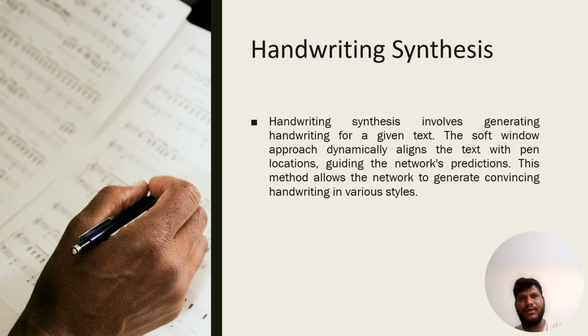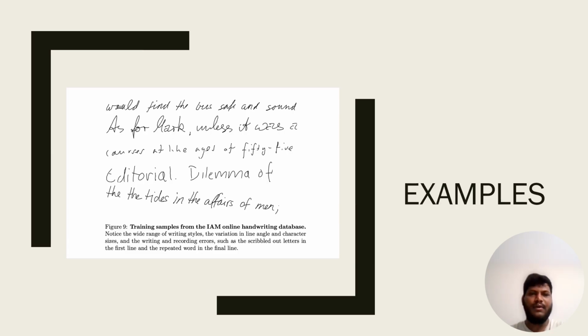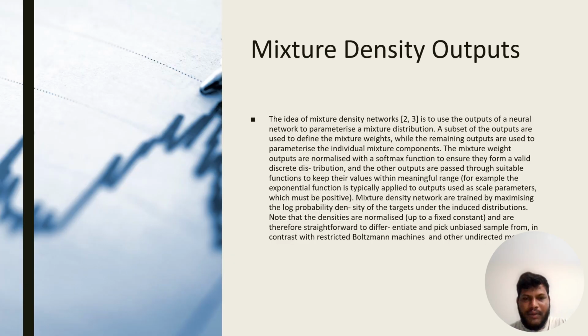Even if we give an input of different handwriting, with strokes and letters, it analyzes everything. Here is an example: different people have different handwriting. If we give that as an input, everything is consumed. Here the example is a training example from the IAM online handwriting database, which has a wide range of writing styles, with variation in line angle and character size, and writing and recording errors, such as scribbling out letters in the first line and the repeated word the fifth time.